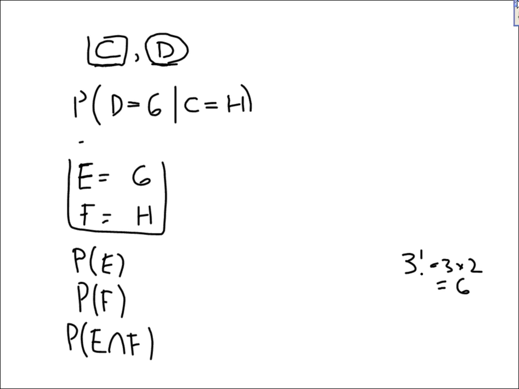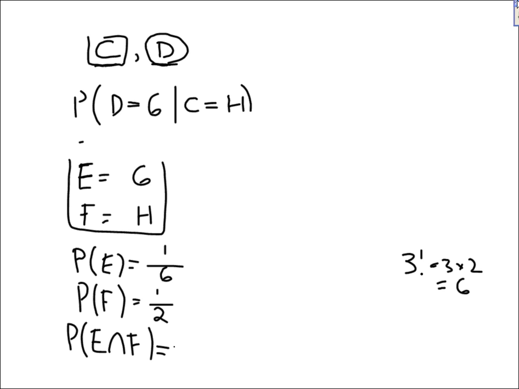The probability of E, the probability that you toss a die and you get a 6. 6 possible results when you toss a die, and one of them results in a 6. What's the probability that you flip a coin and you get a head? Well, there are 2 outcomes. One of them is a head. What's the probability that you roll a 6 and toss a head?